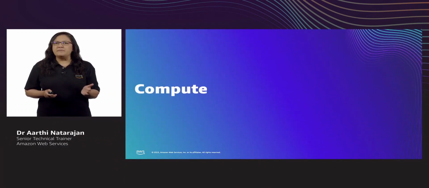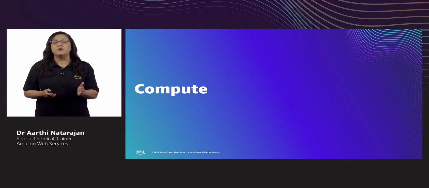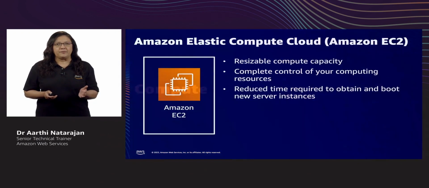AWS offers three types of compute options at the fundamental level. We have the virtual machines, and then we have container services and serverless compute. In this first section, we're going to be talking about compute, and really to talk about compute, the first thing that we need to address is Amazon Elastic Compute Cloud, or EC2.